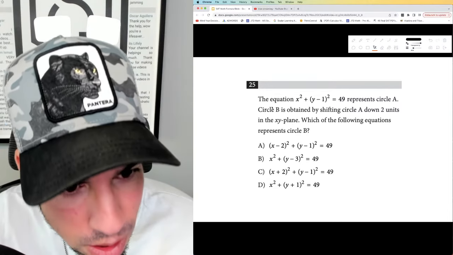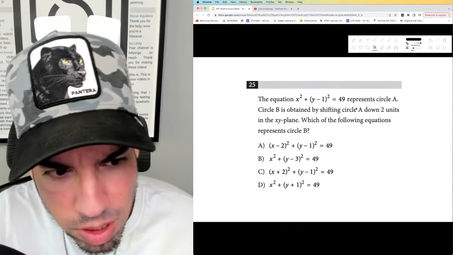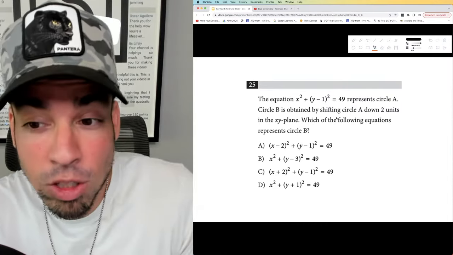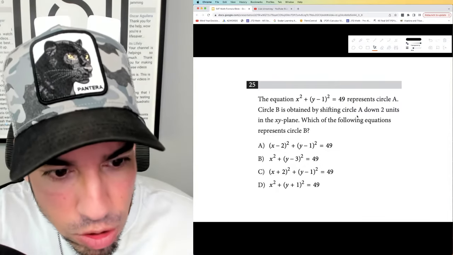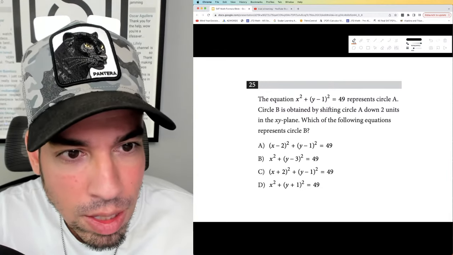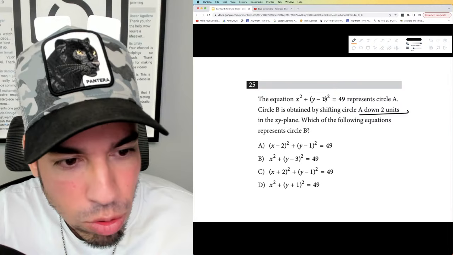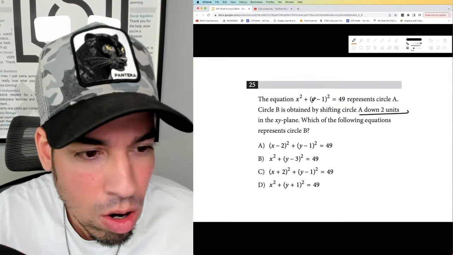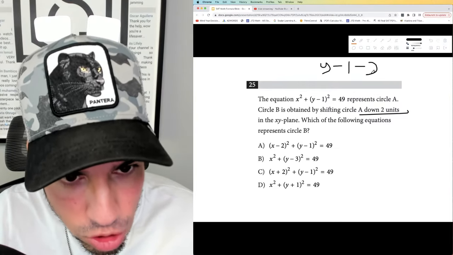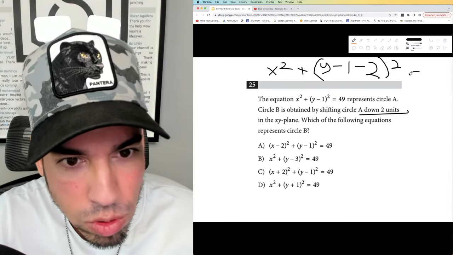All right, last one, another example of a circle equation. We got this one representing a circle, and then we're shifting it. This is a transformation circle hybrid, right? So we're shifting it down by 2 units. So what is down by 2 units? That means we are affecting the y value by negative 2. So it's minus 2 like this. And then we got x squared like this equals 49.